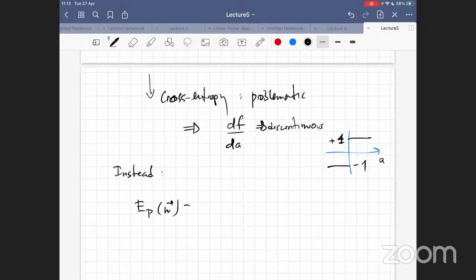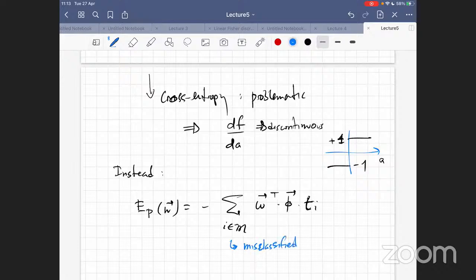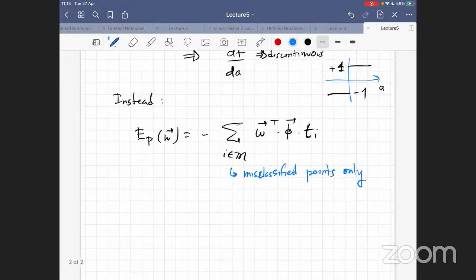So this is a function of omega. And then there is a sum here. And the sum is over this ti. Ti, remember that this is the label of each point. But I will sum only through the points which are misclassified. Okay, I am not considering the points which are correctly classified, but only the ones that are misclassified.